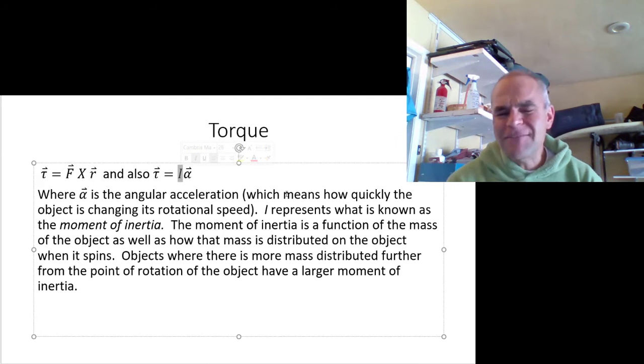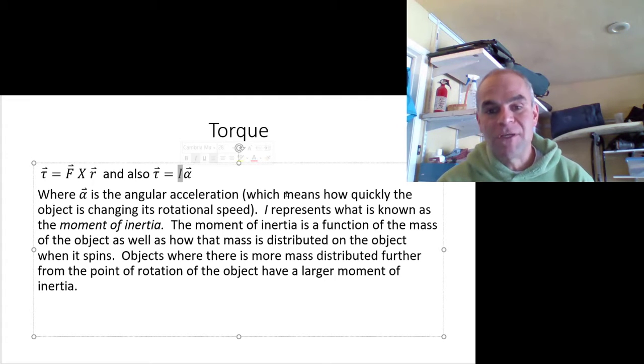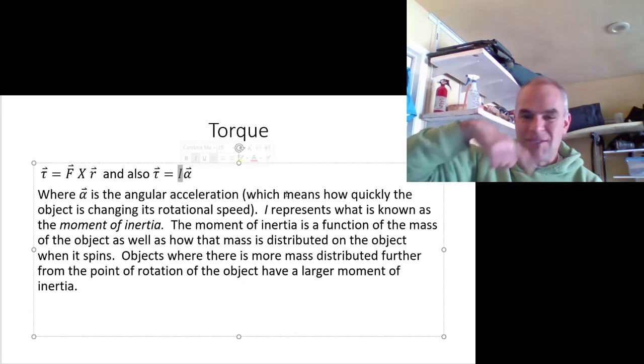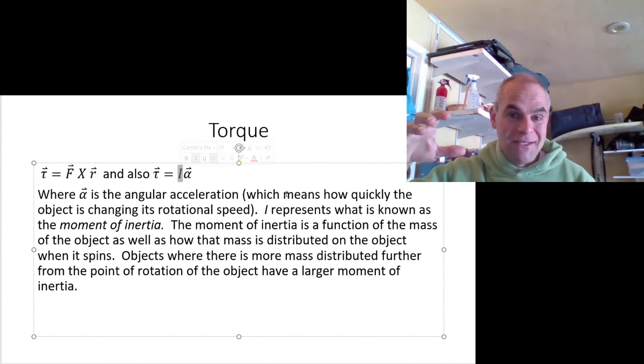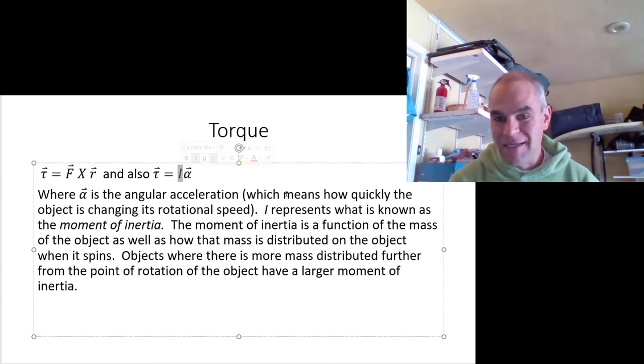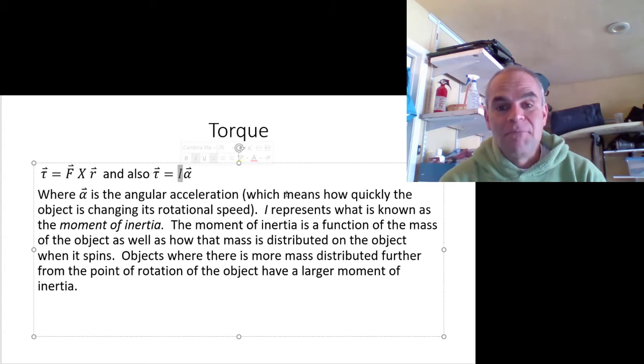That's a function not only of the mass of the object, but how that mass is distributed about the point at which the object is rotating. As an example, if you have a bike tire, you can get it to spin pretty quickly. But if you put a car tire on there and you try pulling it, rotating it, it's going to be a lot harder to get it to spin. It has a larger moment of inertia, primarily because it has a larger mass.